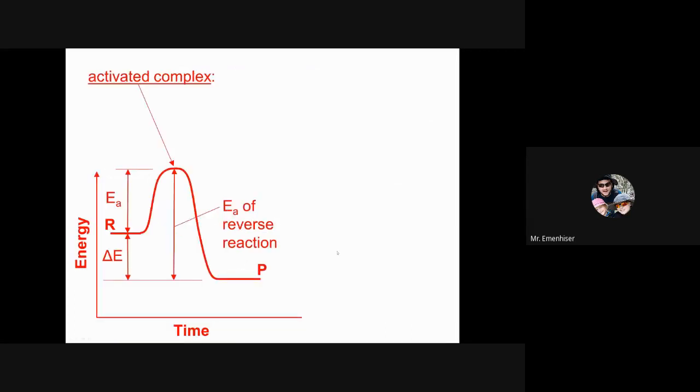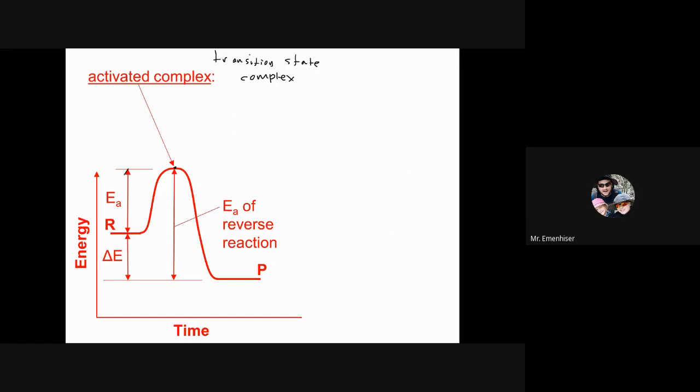Okay, so here's our graph. This is our reactants. This is energy versus time. The reactants must have some kind of energy that they must overcome in order to become an activated complex or a transition state, which is something that is halfway between a reactant and a product. So you've got to form that transition complex or that transition state or that activated complex, which is right up here, and then you can start to produce products.